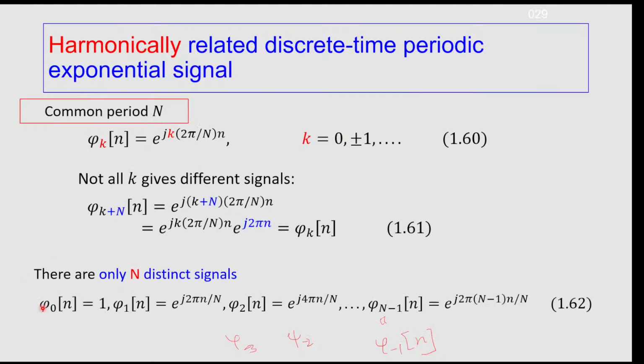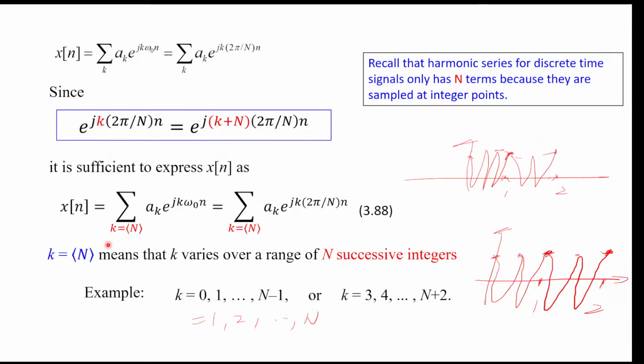So, big N consecutive integers. Maybe 0 to N minus 1, or 1 to N, etc. So the summation here, where k only sums over this big N notation, means we sum over N successive integers, or N consecutive integers. And we have some examples: maybe you sum from 0 to N minus 1, or from 3 to N plus 2, or 1 to N, or even minus 1 to N minus 2, etc.